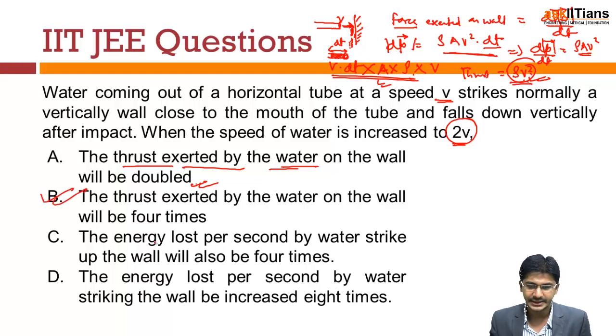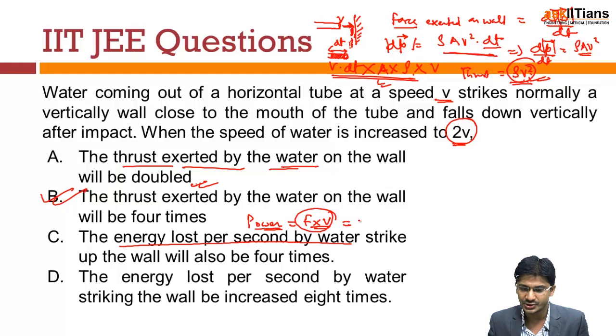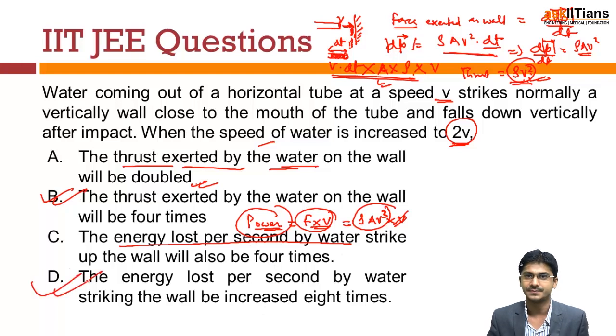The other option that we have is the energy lost per second by water. What is called the energy lost per unit time? What is energy per unit time? That's power. So you have to actually find the power lost. What is power? We know power is force into velocity. Now what was the force that we got? It was rho a v square. What will be velocity? It's v. So it's rho a v cube. So what will happen when the velocity changes from v to 2v? The power will become 8 times because now it depends on v cube. So if you look at the options, this one is the correct option.